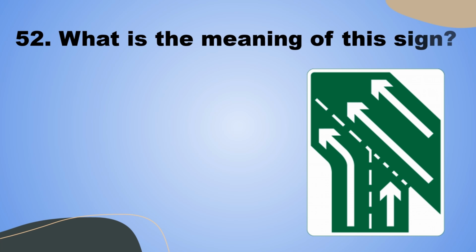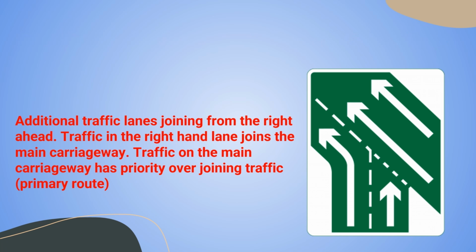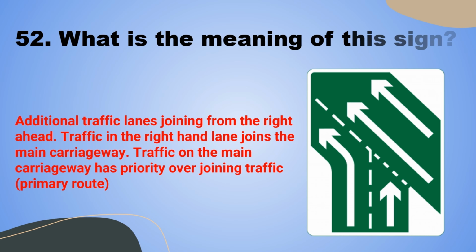What is the meaning of this sign? This is green, white and green, green and white. Additional traffic lanes joining from the right ahead. Traffic in the right-hand lane joins the main carriageway. Traffic on the main carriageway has priority over joining traffic, primary route.